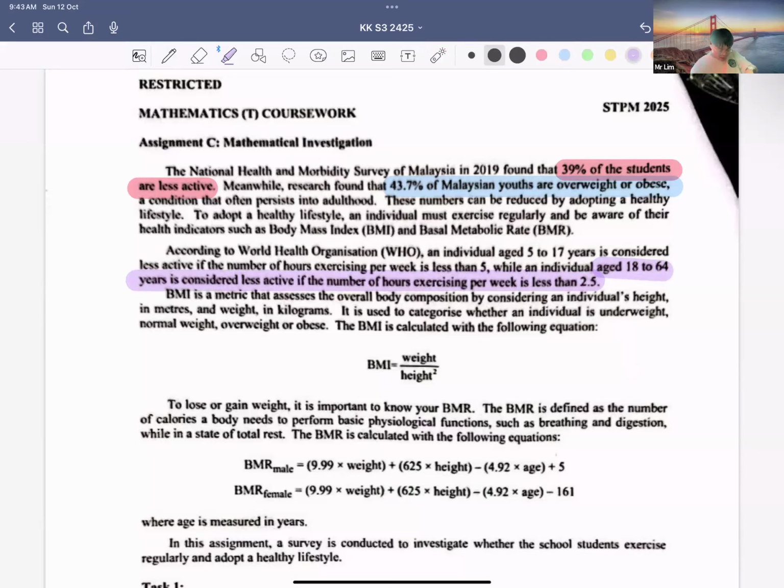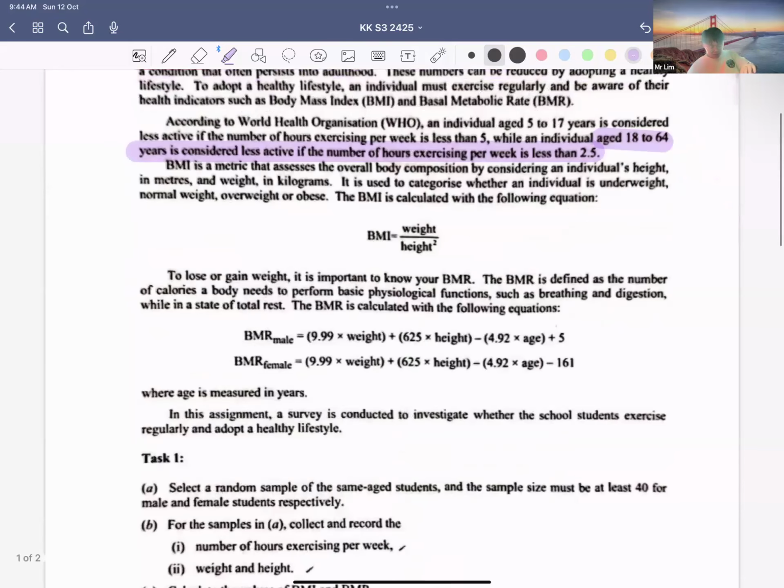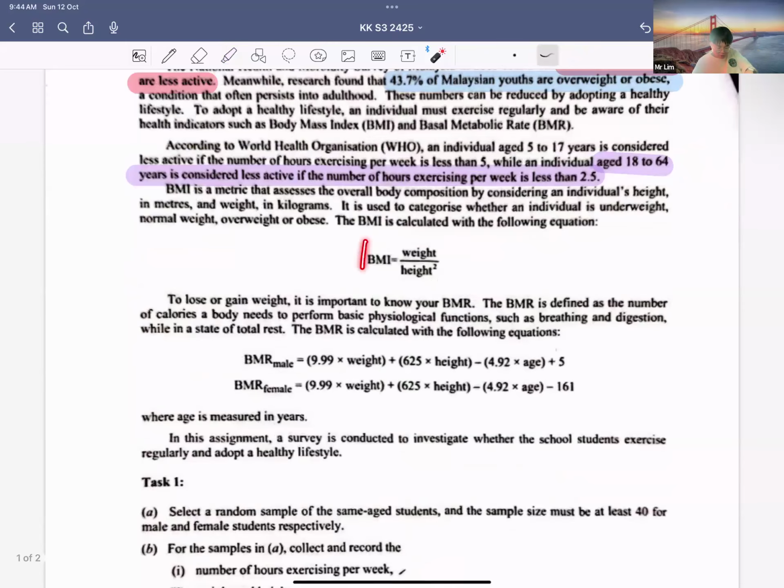BMI is a metric that assesses the overall body composition by considering height in meters and weight in kilograms, and uses it to categorize whether an individual is underweight, normal weight, overweight, or obese. The BMI is calculated with the following equation: weight divided by the height squared.